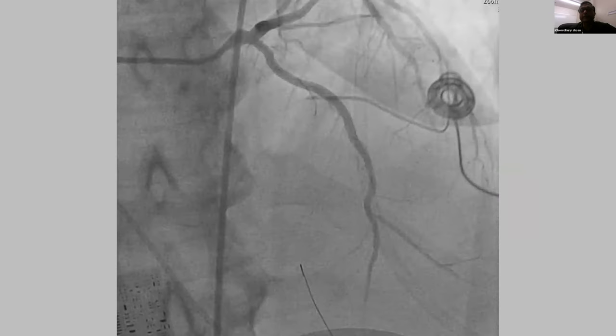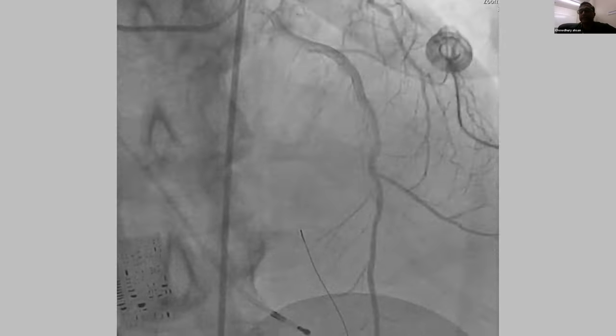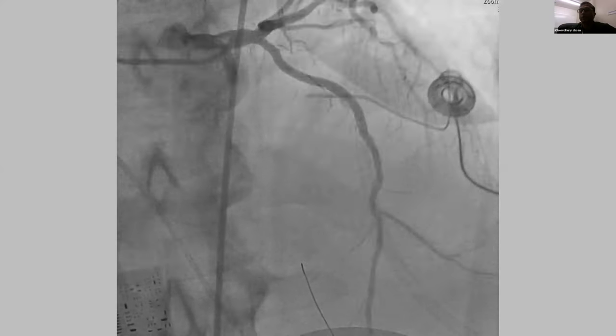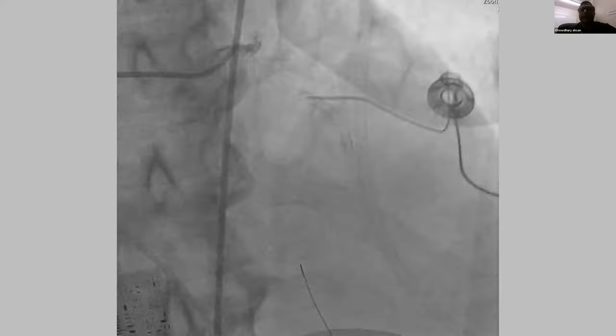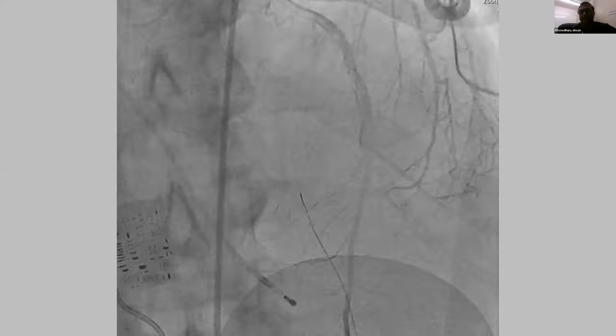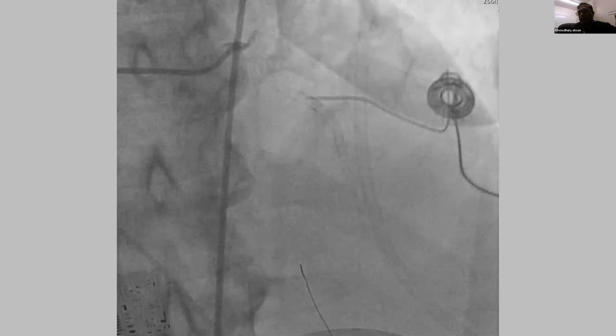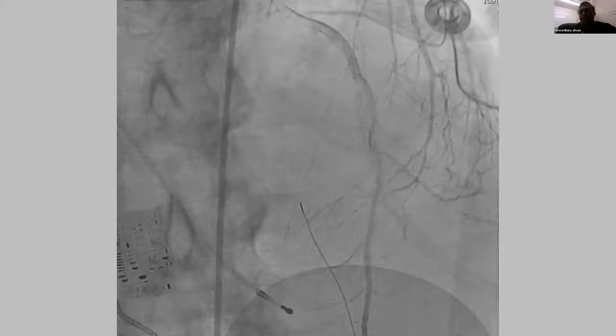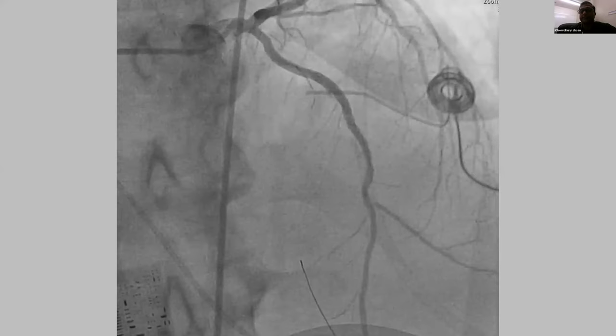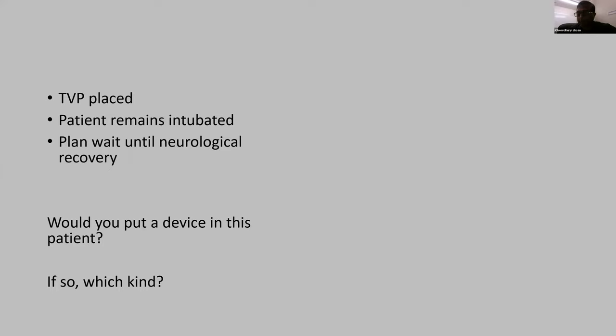So we did do the cath again, and I said that this is monomorphic VT, but I was not on call. My ex-fellow now attending said, no, we need to have a look. I said, go ahead and look. So they did look, and I was sure that the stent is patent. And I don't blame him because it was his patient. He was emotional about his stent. Stent was patent. And they obviously put a temporary pacer.